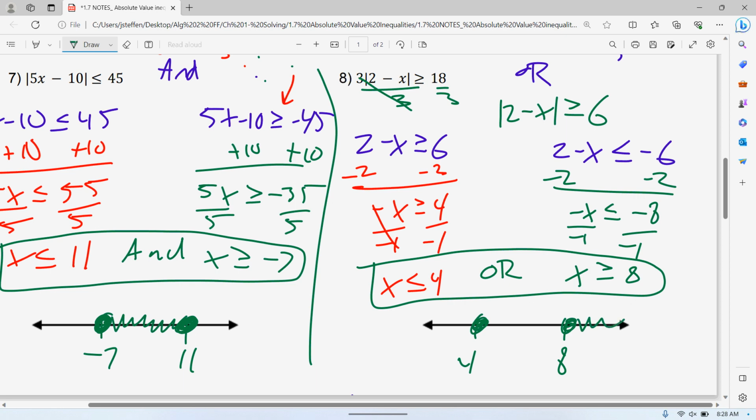And if you don't want to take my word for it, you can actually graph these. The 4 is shaded to the left, shaded to the right. That's exactly what we have.